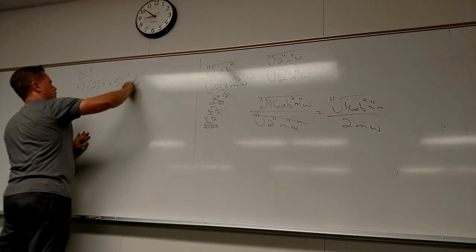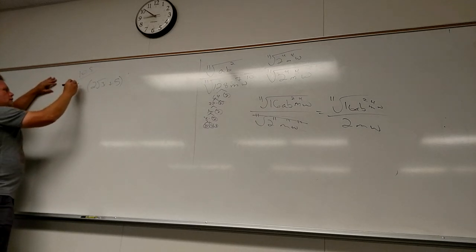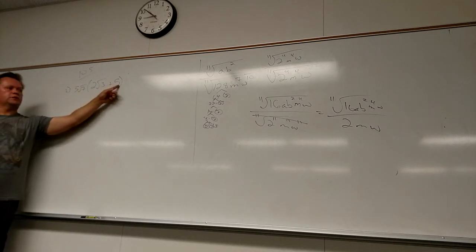Well, let's not make it too evil, Jeff. Here, put in front of this 5 square root of 7. I like it. 5 square root of 7 times 2 square root of 3 plus 5.